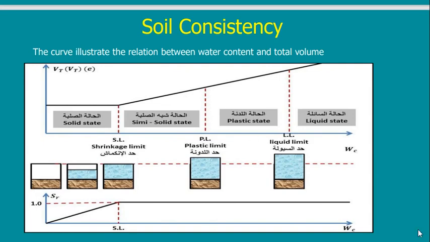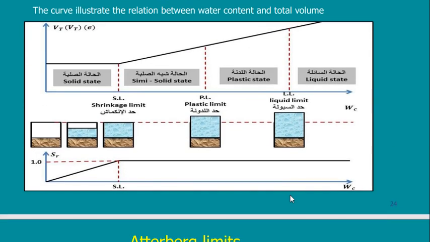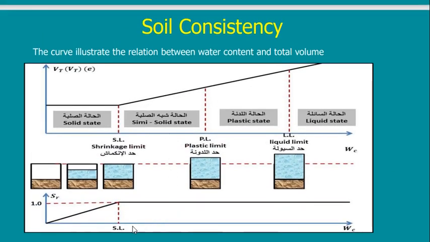This chart is very important, because it gives you a presentation for the soil in case of adding water. What is shrinkage limit, what is plastic limit, what is liquid limit? These three limits are three famous tests that are conducted in the lab. You go to the lab, you conduct a test called shrinkage limit, plastic limit, liquid limit. What are these three tests?